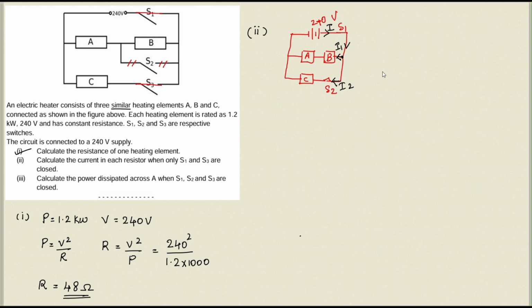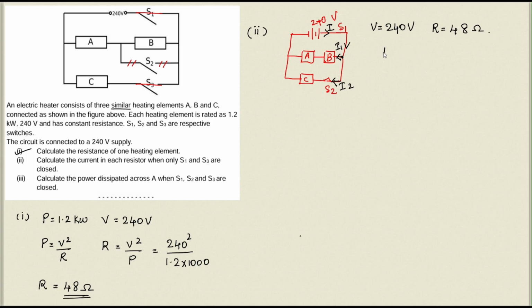So how will we find it? It is very easy to find the I2 current, because we can find it using the voltage and resistance values. We know the voltage is 240 volts here, because resistor C is in parallel with the input voltage. Its resistance we already found as 48 ohms.